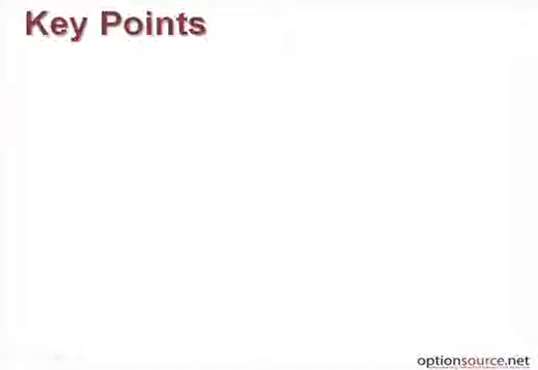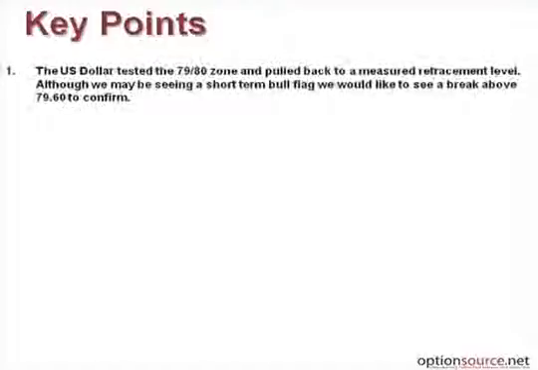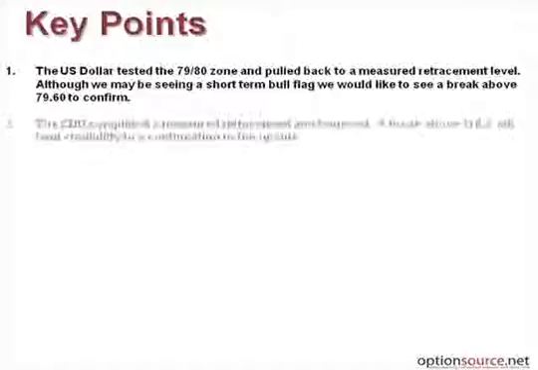And finally, let's take a look at a few of our key points. First of all, the U.S. dollar tested the 79.80 focal zone and pulled back to a measured retracement level. Although we may be seeing a short-term bull flag, we would like to see a break above 79.60 to confirm.